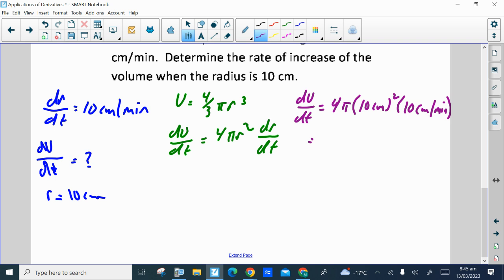So when you square the 10, you'll get 100 centimeters squared, times the other 10 would be 1,000 centimeters squared, times the 4 is 4,000 pi centimeters cubed per minute. So there's the exact value of the rate of change of volume with respect to time at the moment when the radius is 10 centimeters. And obviously, if you wanted to know what that was, rounded to a certain number, then you would multiply the 4,000 by the pi. Okay?